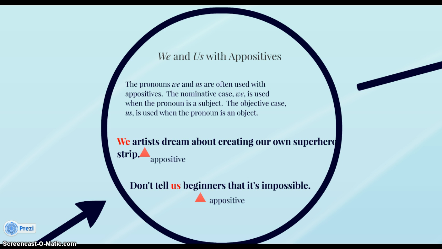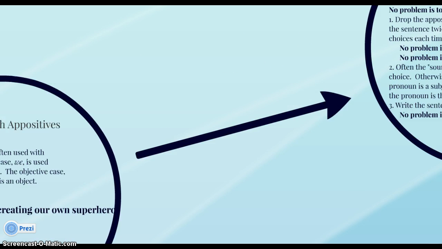Then we have an example with us. Don't tell us beginners that it's impossible. In this case, the reason we use the objective, us, is because the pronoun is being used as an object. And we have the appositive beginners giving us more information about the pronoun us.